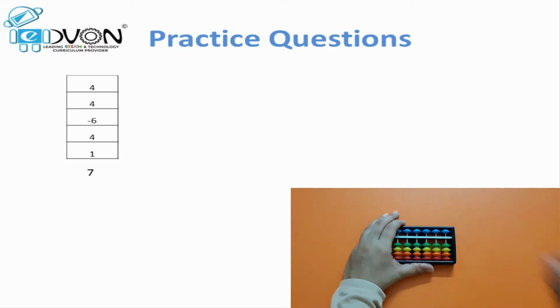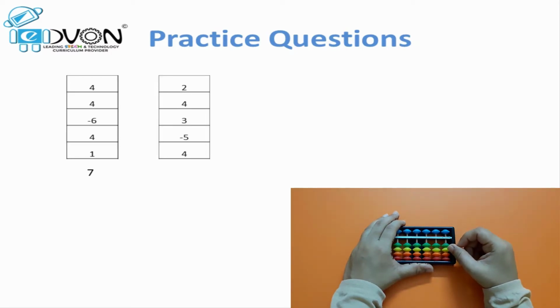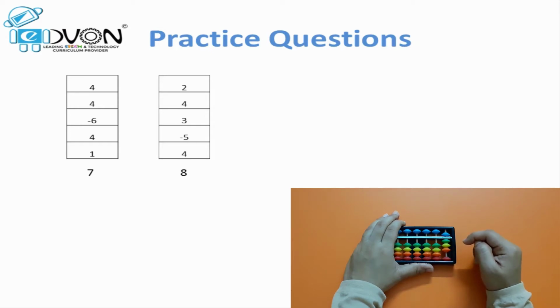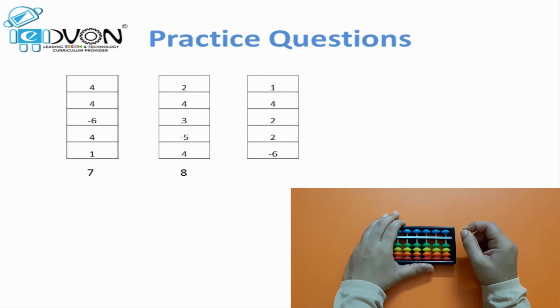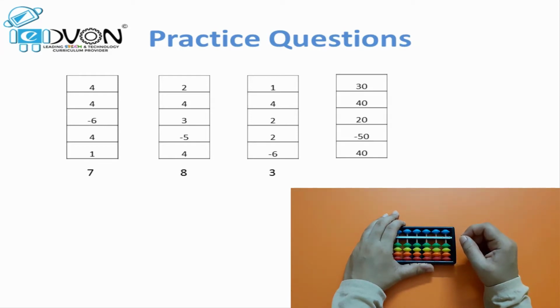Make 0. Take the next example. 2 plus 4 plus 3 minus 5 plus 4. Answer 8. Make your abacus 0. Next question. 1 plus 4 plus 2 plus 2 minus 6. Answer 3. Next question we have is of tens.